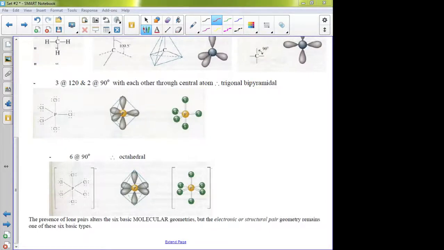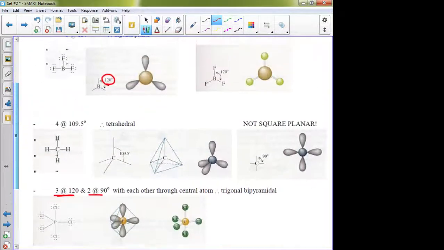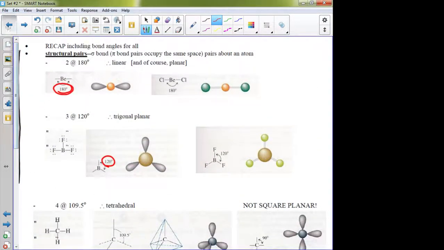All right. So trigonal bipyramidal has 3 at 120, 2 at 90, and octahedral has 6 at 90. Now, I can tell you we're gonna need to know this too. We're gonna need to know this for the test.